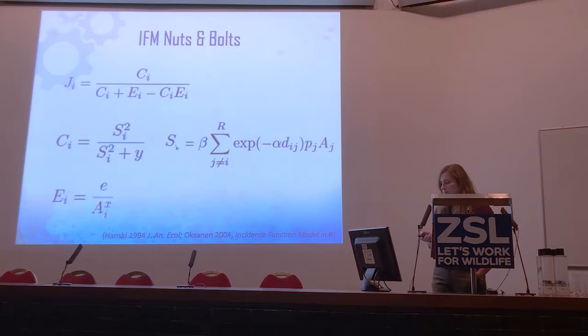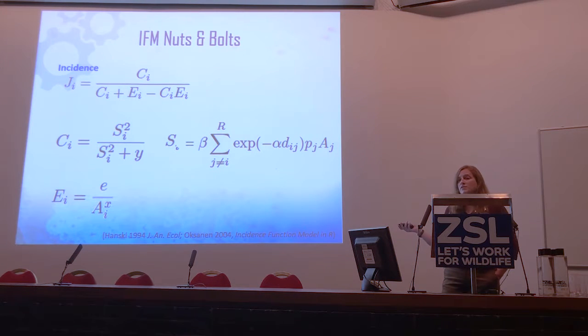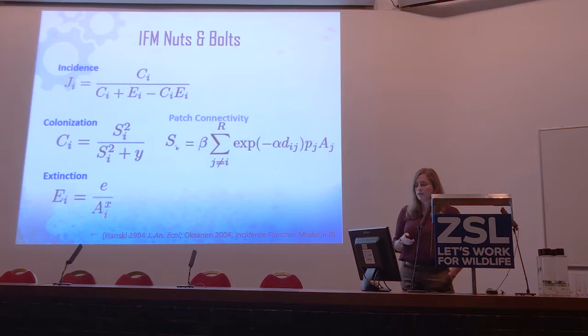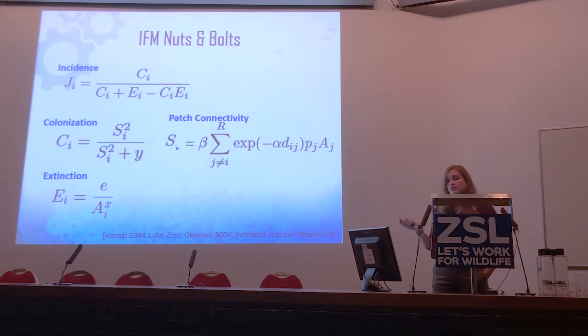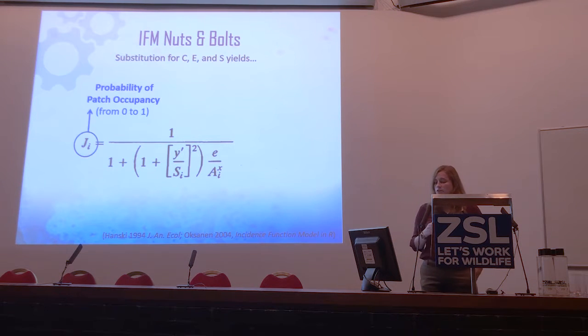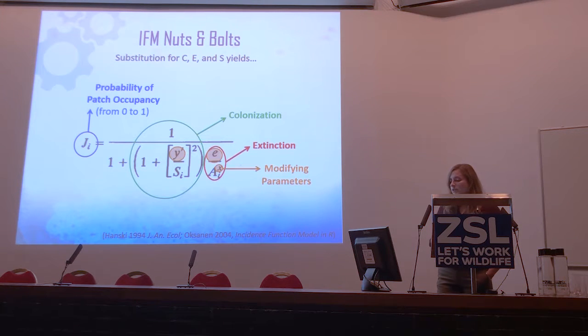And here's a little bit, bear with me for these equations, of how it works. The main output of this model is something we call incidence. That's the long-term probability that any given patch i will be occupied. It ranges from 0 to 1. And that's influenced by colonization and extinction. Colonization is a function of connectivity, which has to do with how the patches are distributed in space and the movement ability of the species. And extinction is a function of patch area. Some simple substitution across these equations yields one master equation where we have incidence, a colonization term, and an extinction term. And then we're left with a few modifying parameters which are obtained from fitting the model.